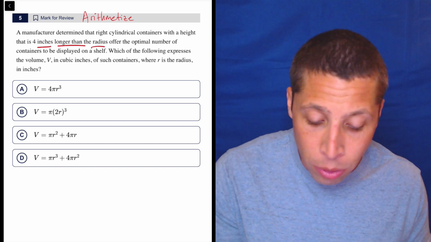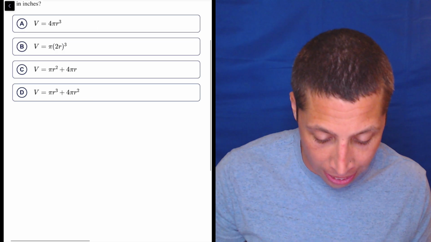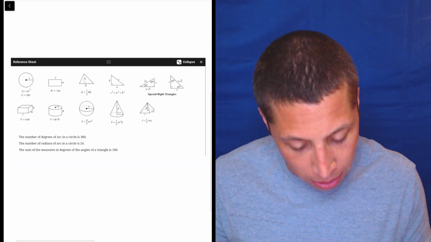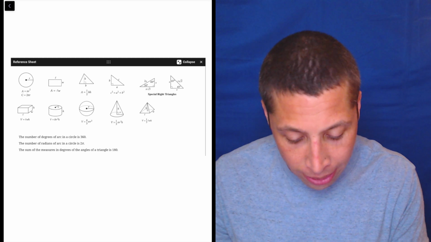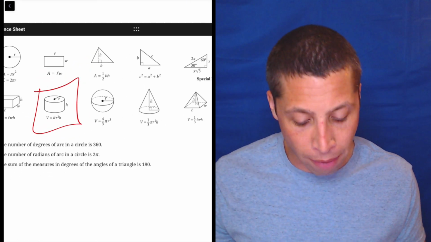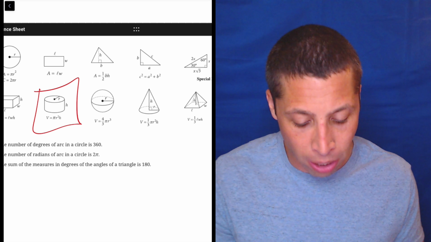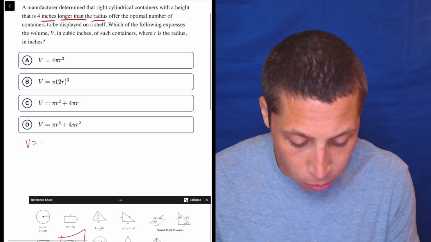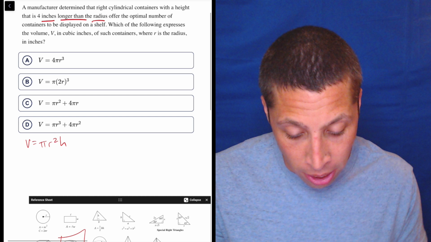Okay, well, we do need to know one thing from the reference chart, so let's add that in, right? We have the reference chart in every part of the math section of the Blue Book, and a cylinder is this thing right here. And so we have a formula of volume equals pi r squared h. So let's write that down. Volume equals pi r squared h.